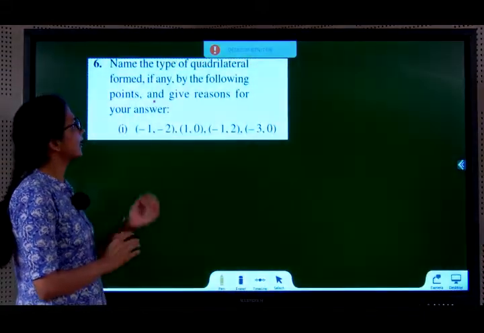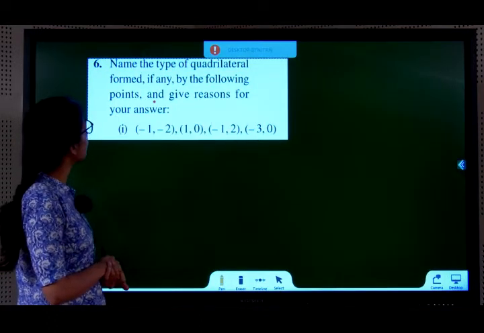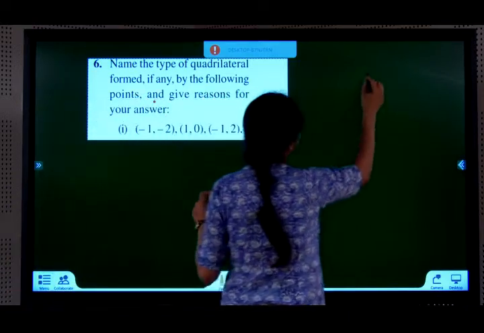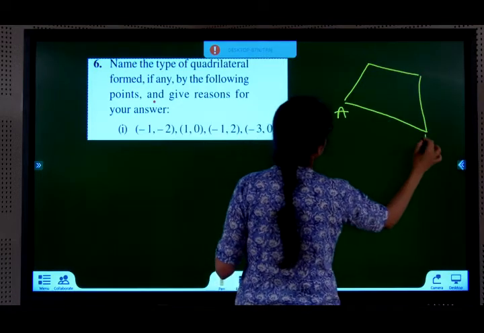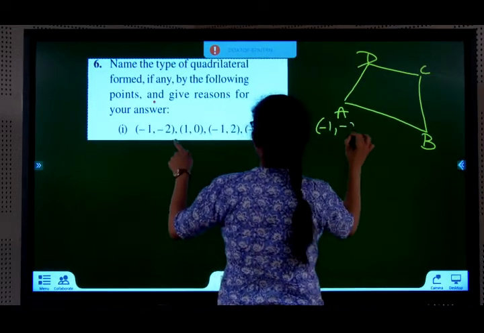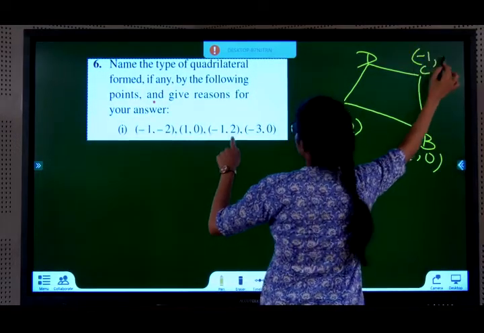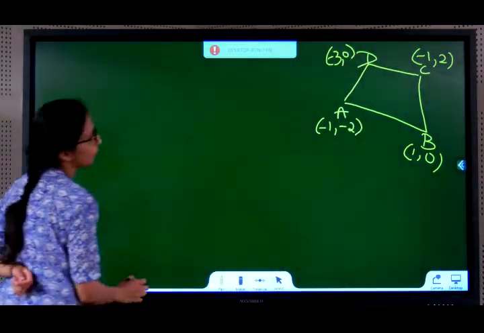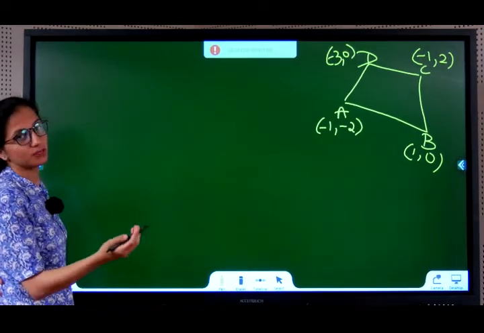Question 6. Name the type of quadrilateral formed, if any, by the following points and give reasons for your answer. So they are given 4 points here. We will just draw a diagram, a random quadrilateral. We have to find out what type of a quadrilateral it forms. -1, -2. Please take it in order. Don't change the order. Same method, we know what we have to do. Find all the 4 sides. If they are equal, next step is to find the diagonals.